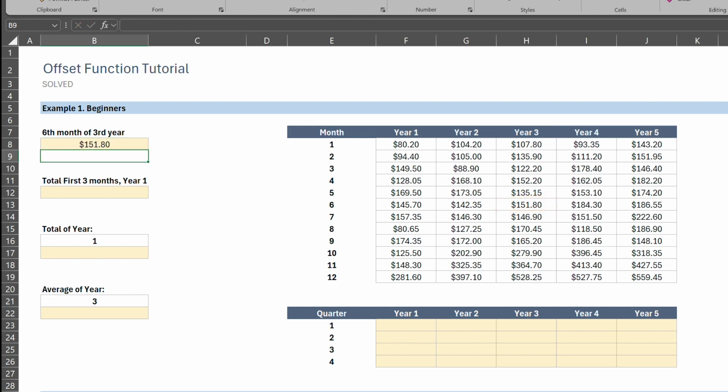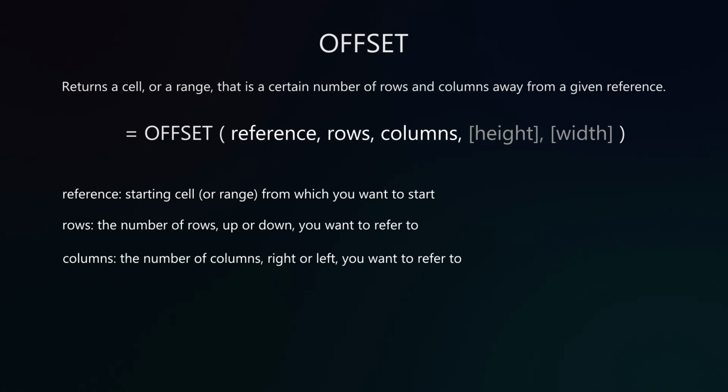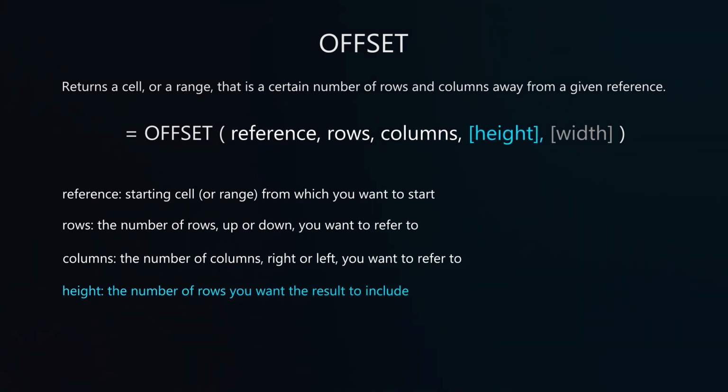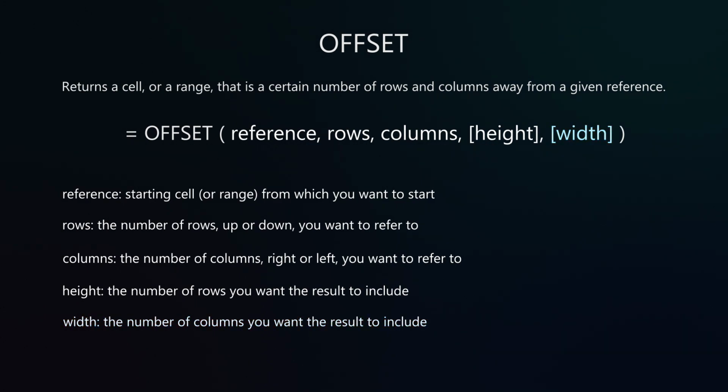Now, before we move forward with the other examples, let's go back to the remaining inputs. These are used when you want to obtain a range instead of a single cell as a result. The height will tell Excel how many rows you want, and the width will set the number of columns. Let's put this into practice.